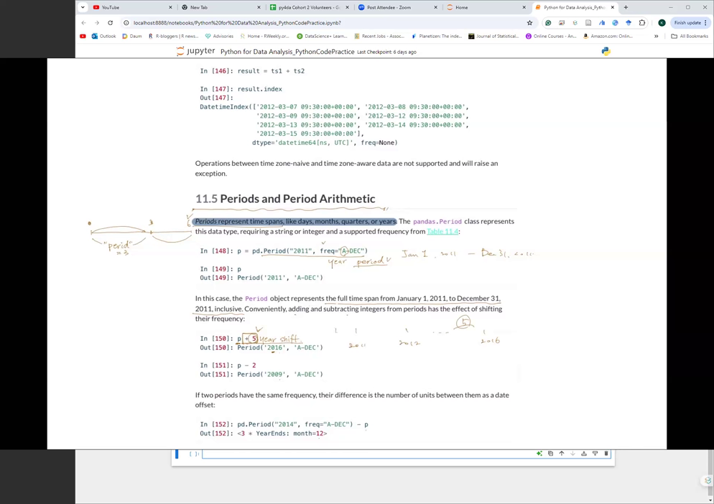And then negative 2 would be 2010 and 2009. So 2009 means January 1st, 2009 to December 31st, 2009. The whole year is one period. Okay? And then we can also calculate with period and period, which calculates the amount of time span. So we have 12 months as a year, multiplied by 3, so that's 36 months, and it is a 3 period difference between 2011 and 2014, which is correct, right?